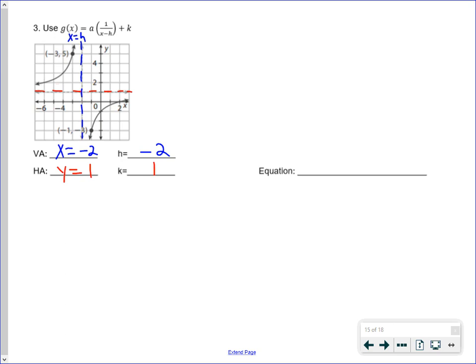So we have our h and our k. We're going to take them and put them into the equation that we gave you. So g of x will equal our a term that we're solving for, times 1 all over x minus our h value. So x minus -2 is x plus 2. Made that line a little too long. And all of that plus 1.